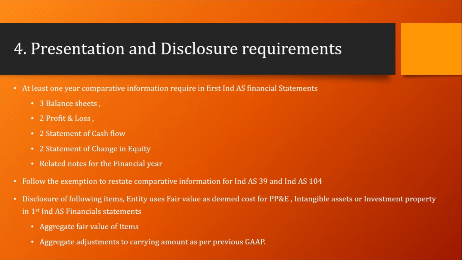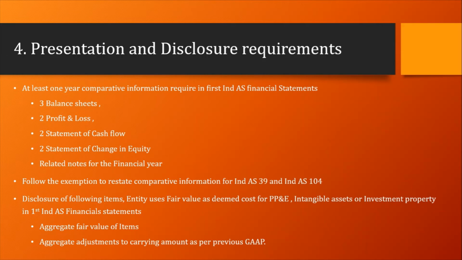Topic number 4, presentation and disclosure requirement. First and foremost, for the disclosure requirement, they have to prepare at least one year of comparative information for the first Ind AS financial statements. There should be 3 balance sheets: opening balance sheet, comparative, and then present; 2 profit and loss accounts, comparative and present; 2 statements of cash flow, present and comparative previous year; 2 statements of change in equity, previous year and present; and related notes of account.